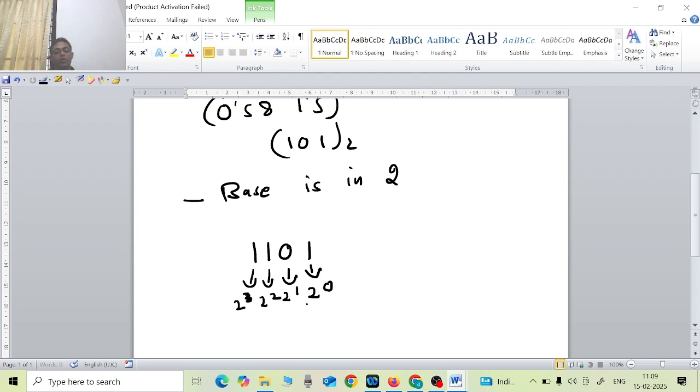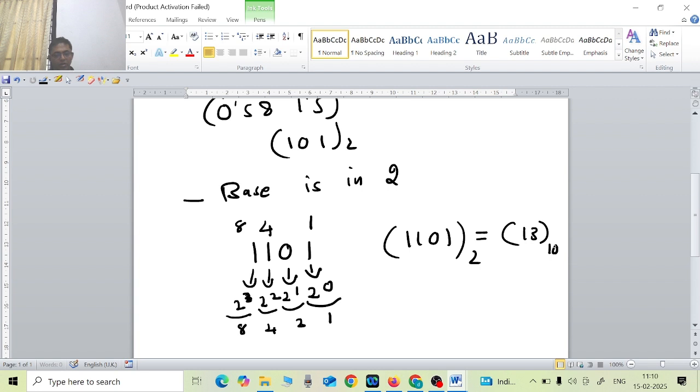So as we already understood, any number raised to 0 is equal to 1, 2 raised to 1 is 2, 2 raised to 2 is 4, 2 raised to 3 is 8. So the decimal equivalent of this particular binary number is actually 8 plus 4, 12 plus 1, 13. So this binary number, 1101, is equivalent to decimal number 13.